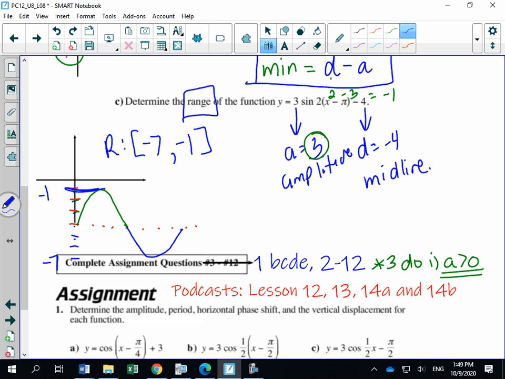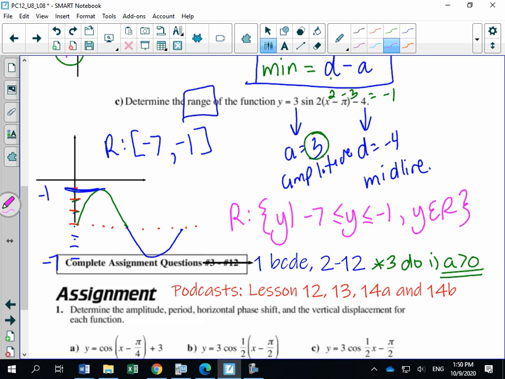If I was doing the range in set builder notation, it would be y such that y is less than or equal to -1 and greater than or equal to -7, y is a real number. And that would be the range of your graph. These are all of the questions that you need to do. Again, I say do A is greater than 0. You must also be able to do, for your unit exam, A is less than 0.